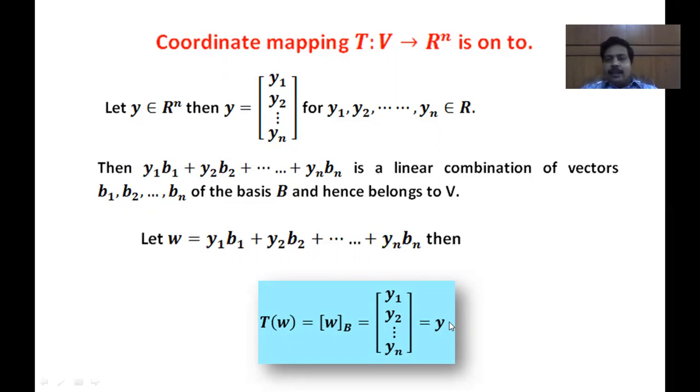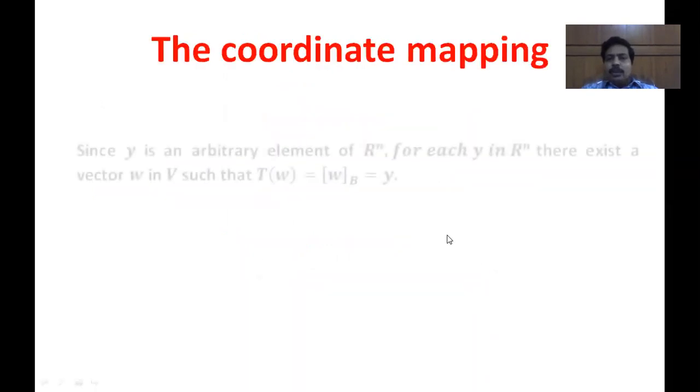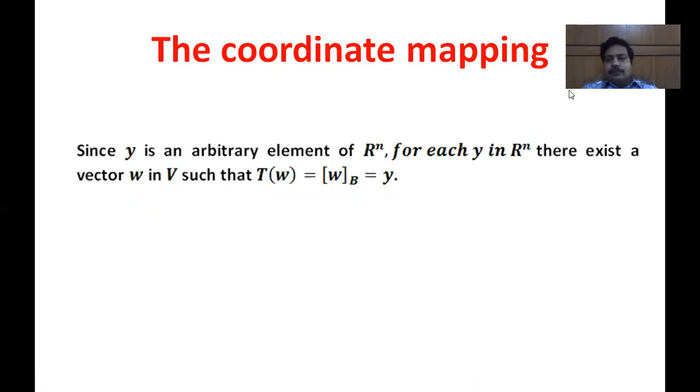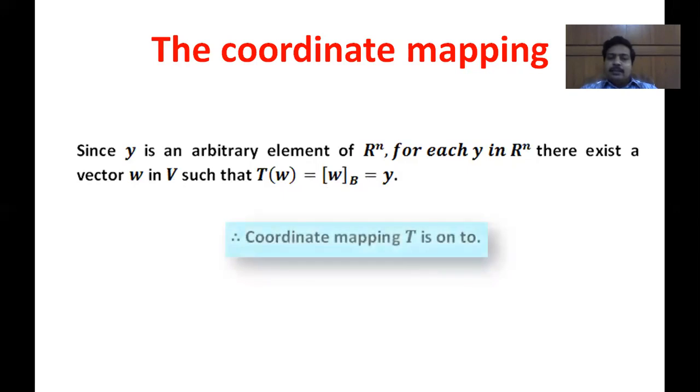So now I can find a vector W in V such that T of W is equal to Y. Since Y is chosen arbitrarily, we can conclude that for each Y in Rn, there exists a vector W in V such that T of W is equal to B coordinate vector of W, that is equal to Y. So from this I can say that T, the coordinate mapping, is onto.